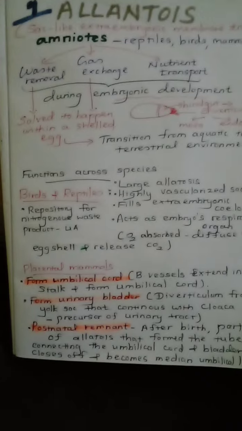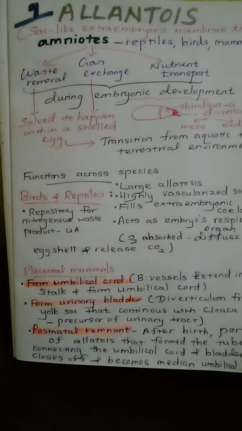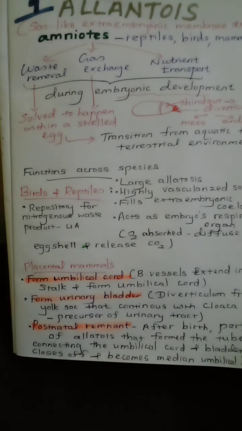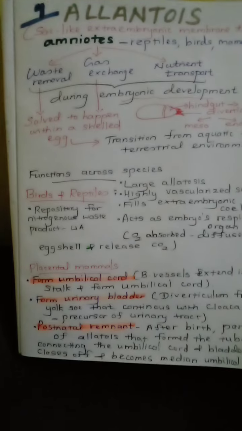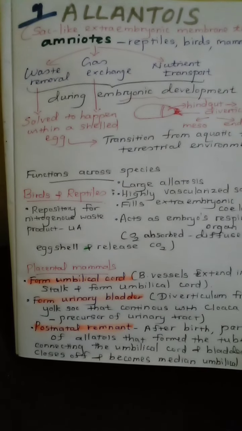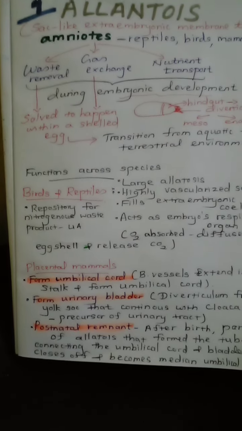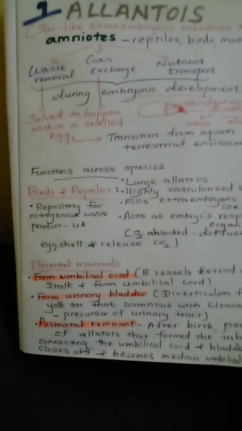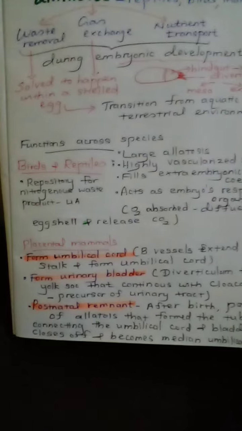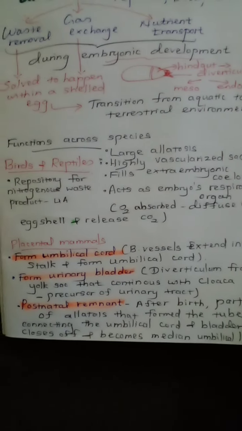As I said before, since it is present in all amniotes, what's the difference across species? If you take birds and reptiles, this allantois is large and highly vascularized. It fills the extraembryonic coelom and acts as a respiratory organ. It also stores waste in the form of uric acid. But in humans, it helps to form the umbilical cord and even the urinary bladder, and of course, after pregnancy, it is released as a remnant.